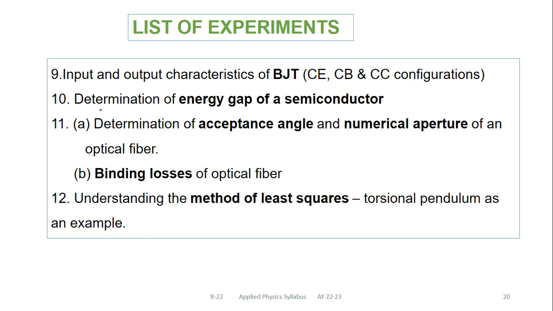Apart from it, and from the same semiconductors, we have bipolar junction transistors. In that we have to study the CE, CB, CC configurations and their input-output characteristics. Then we have to measure the energy band gap of a germanium semiconducting material, based on availability in our lab. For optical fiber, we have the acceptance angle and numerical aperture of an optical fiber, bending losses of optical fiber, then understanding the method of least squares with a torsional pendulum as an example.